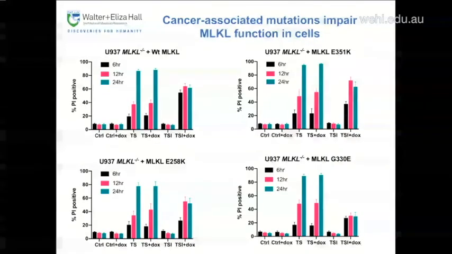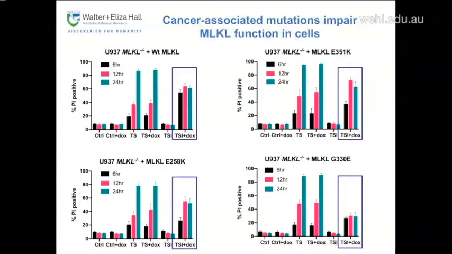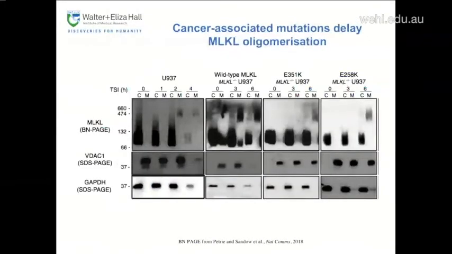When I looked at these inside cells, it's this N column again that I want you to focus on. This is the wild type, and it's going at about 80% cell death. The black column is 6 hours, and then you've got 12 and 24 hours. We can see that with all three mutants, the E351, the E258 and the G330, they are all impaired at the early time points, and the G330 is also impaired up to 24 hours compared to the wild-type cell line. So these mutations all affect the function of MLKL inside cells.